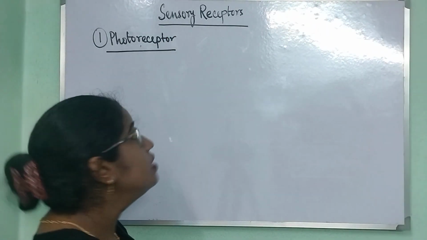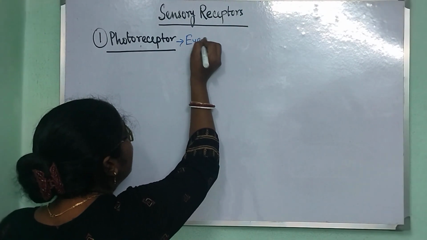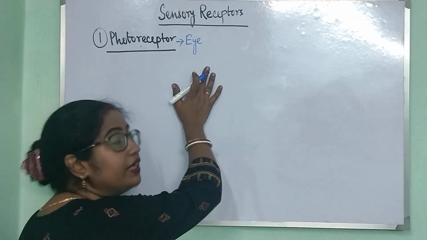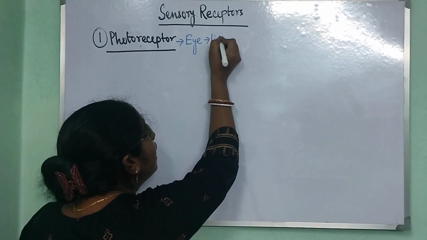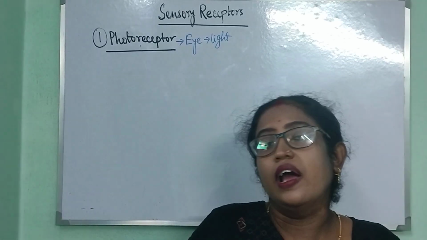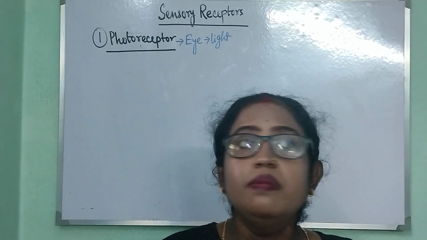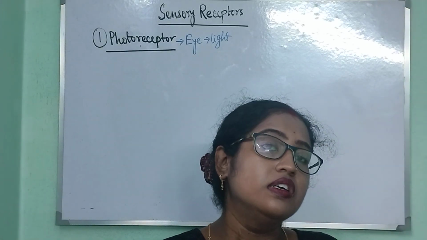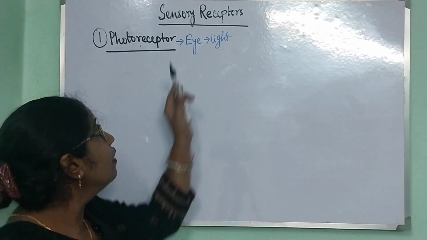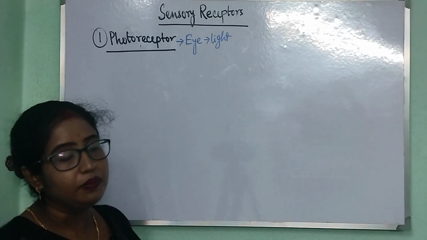The photoreceptors are situated in our eye. The eye is one of our sense organs, so photoreceptors are situated in our eye to detect light impulses or light stimuli, and for the formation of the images that we see with our eye.